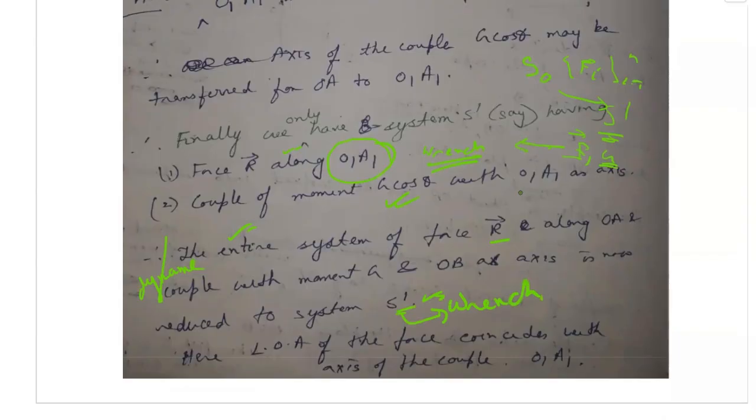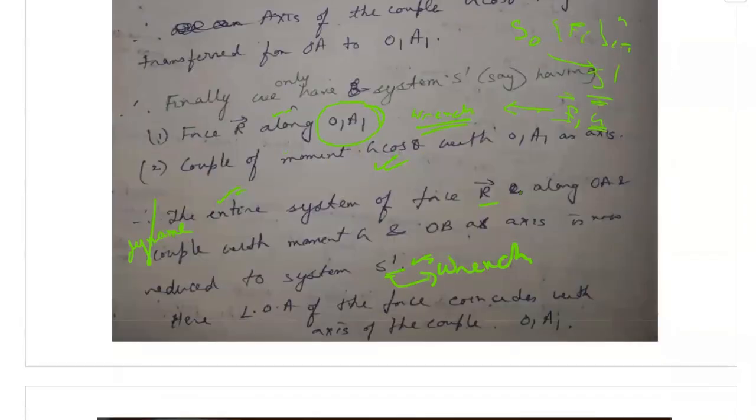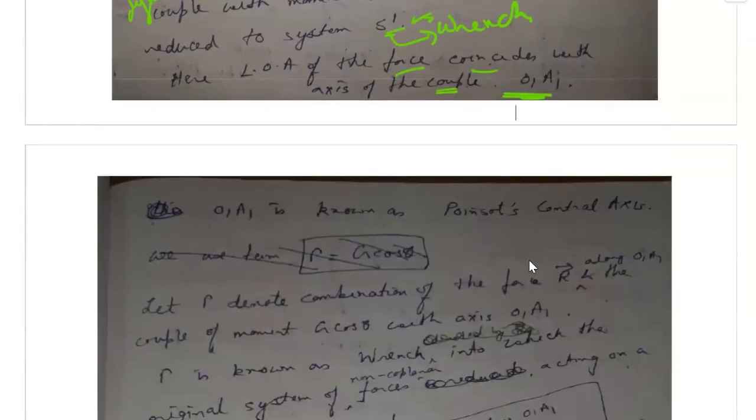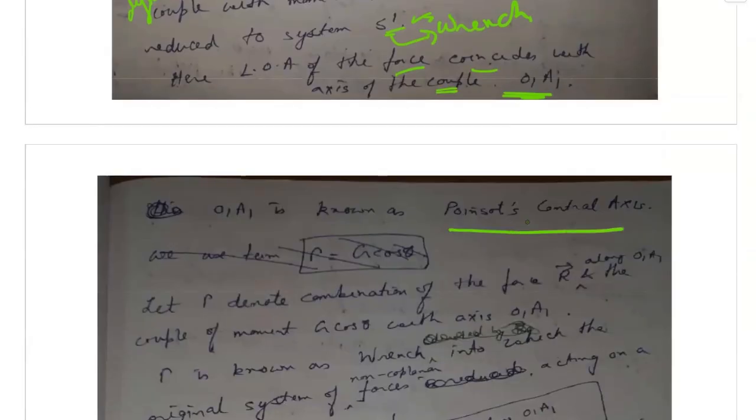Okay. And the line of action of this one, the common line of action which we were in search of, coincides with the axis of the couple. The line of the force and the axis of the couple, which is the couple G cos theta, is the O1A1 common line of action. Okay. So this O1A1 common line of action has a special name. It is said to be the Poinsot central axis.